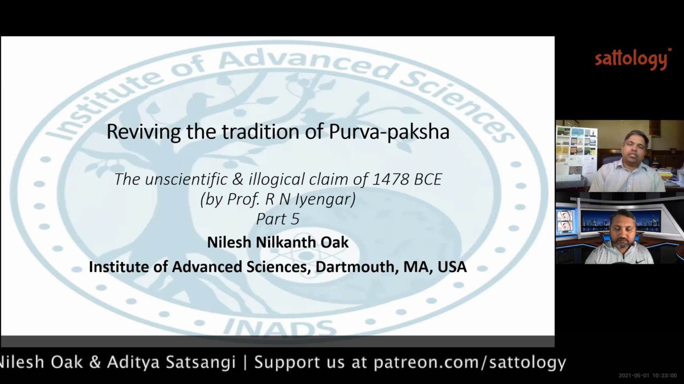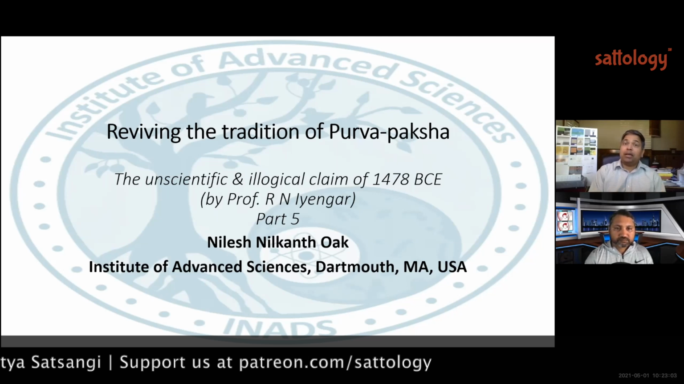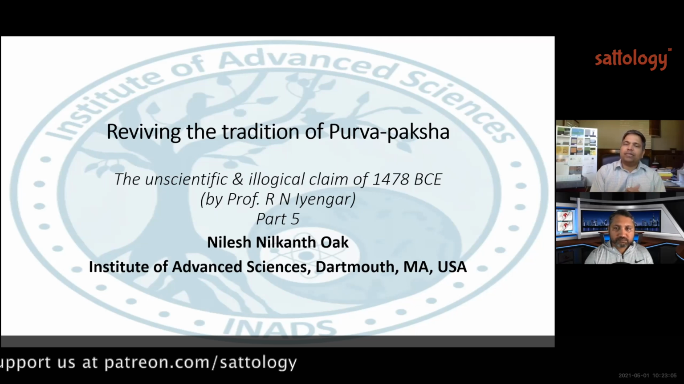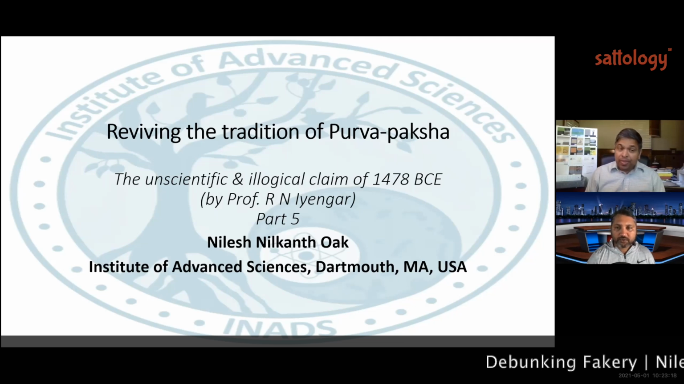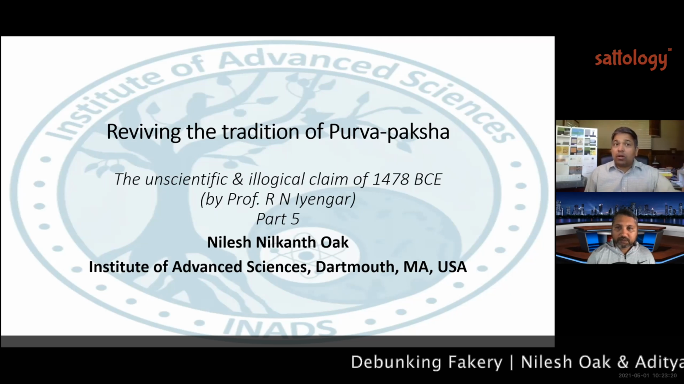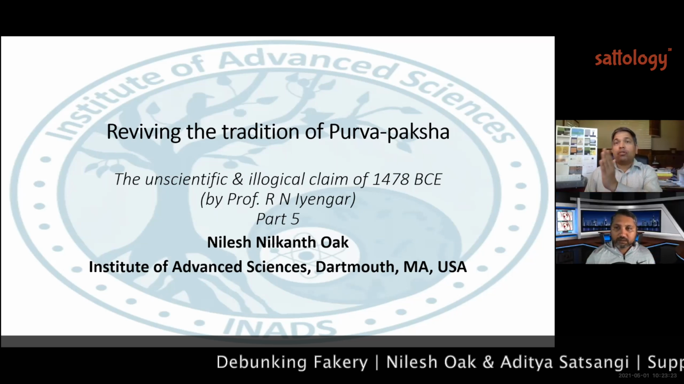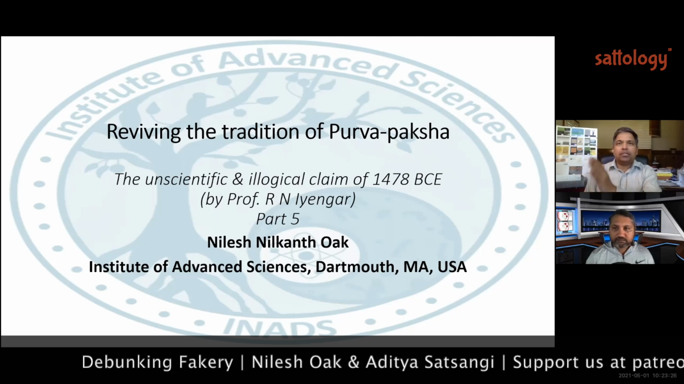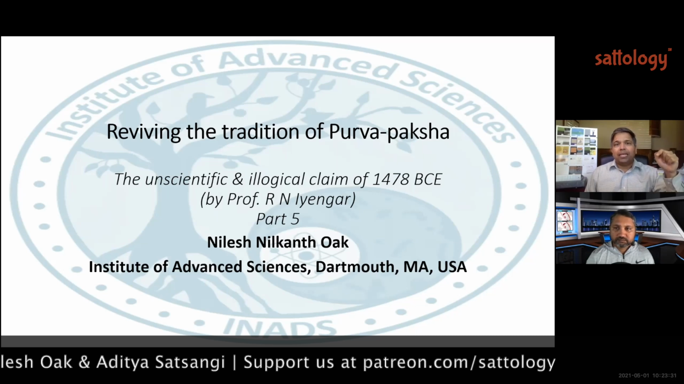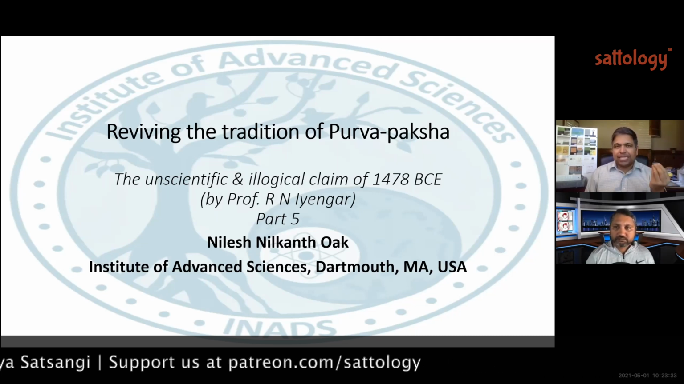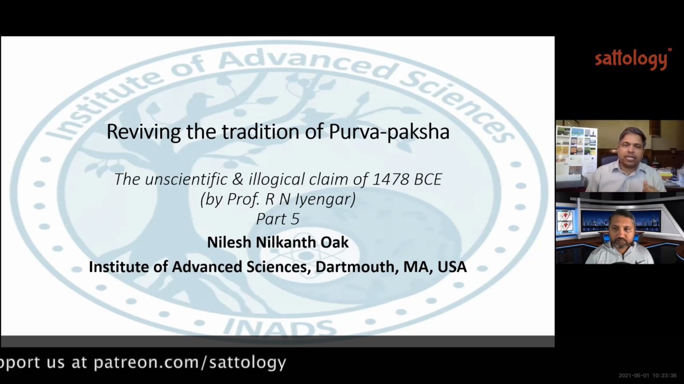Just so that everyone understands, I'm asserting, not claiming, asserting, which means it's backed by evidence, that the 1478 BC claim of Professor R.N. Iyengar for the year of the Mahabharata war is not correct. It's decisively false, it's unscientific, it's illogical. We are going to look at part 5. But we are going to use his work to also show the right path, how a certain observation can be interpreted. If we are claiming something, what are some of the basic demands that we must meet? We are going to discuss that today.